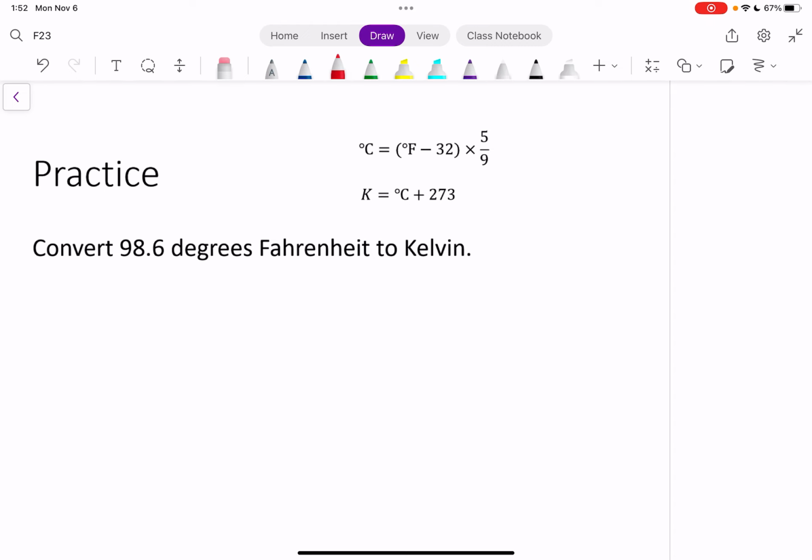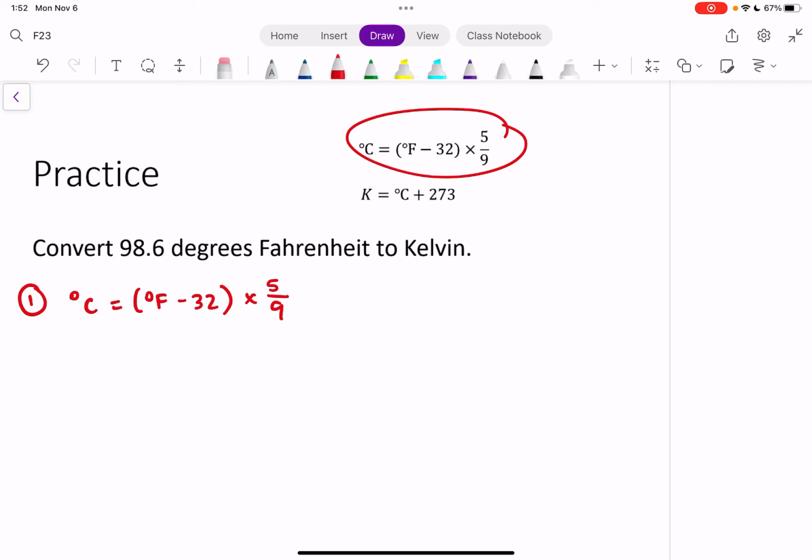All right, now let's try Fahrenheit to Kelvin. This is, again, one of those special examples where you've got to go from Fahrenheit to Kelvin, which means you have to go through degrees Celsius first. So convert 98.6 degrees Fahrenheit to Kelvin. We've got to go to Celsius first, which means we're going to start with our first equation here. Let me write 1 for step 1. Degrees Celsius equals degrees Fahrenheit minus 32 times 5/9. We're solving for degrees Celsius, so we want to get that alone, which is great, it already is.